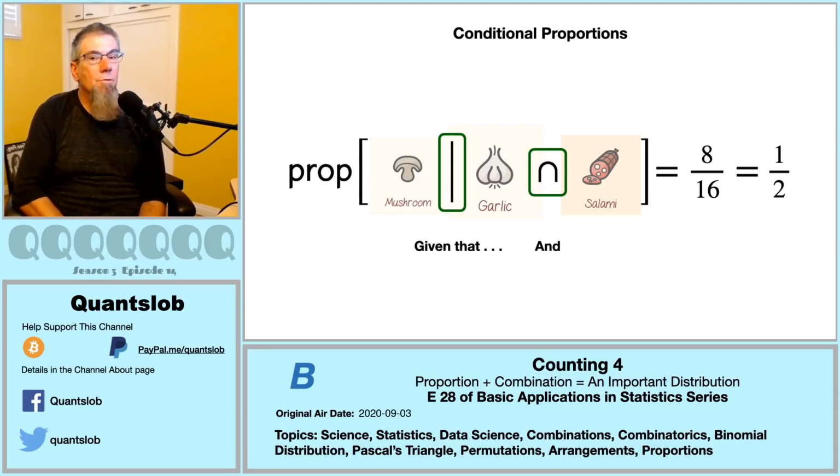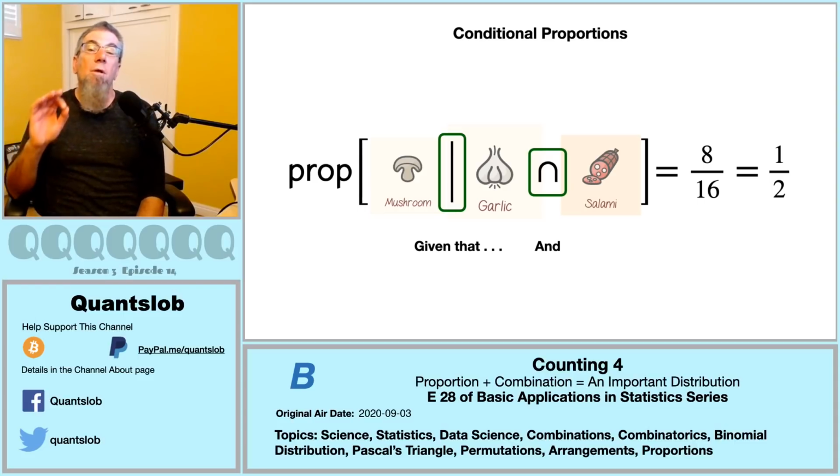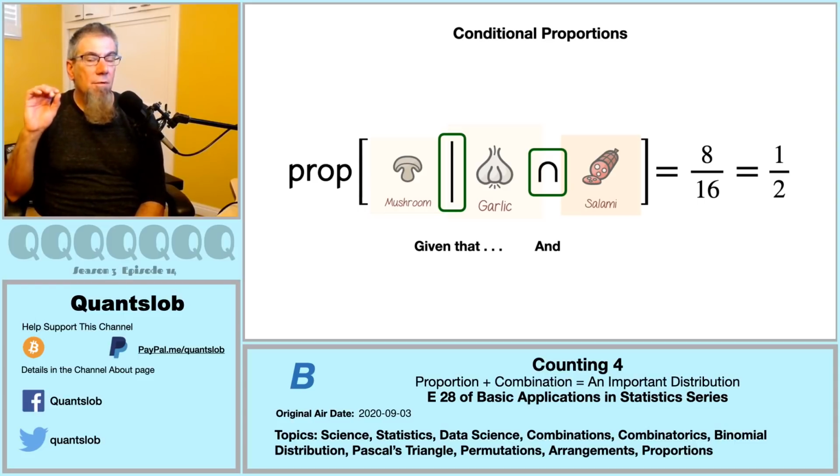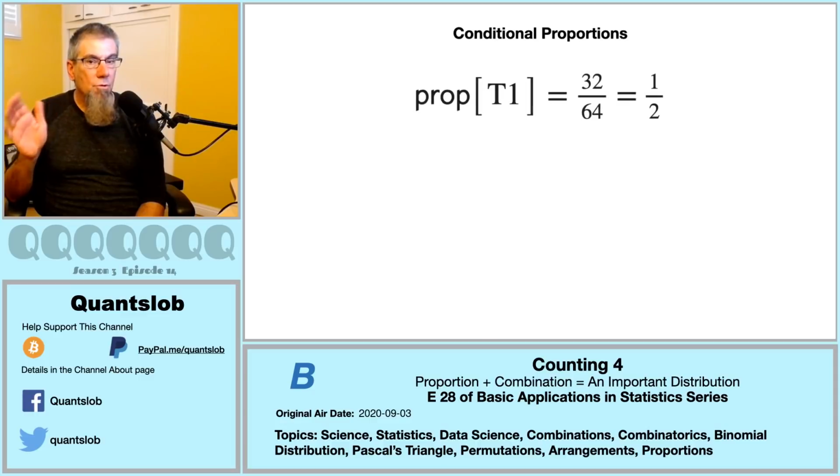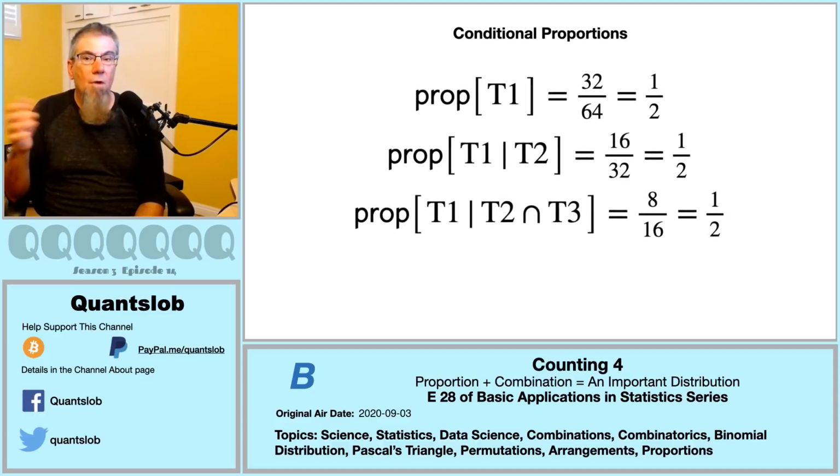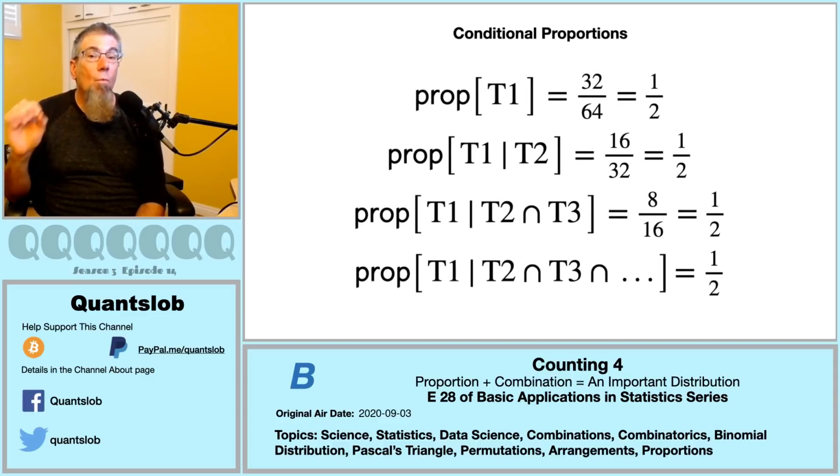Now, if we subset our pizzas based on the presence of any, none, 1, 2, 3, 4, or 5 toppings, and ask what proportion of these contain one of the other toppings, the answer is always going to be 1/2.